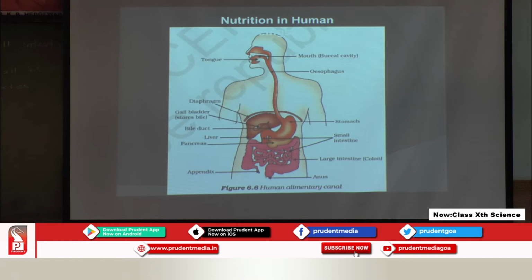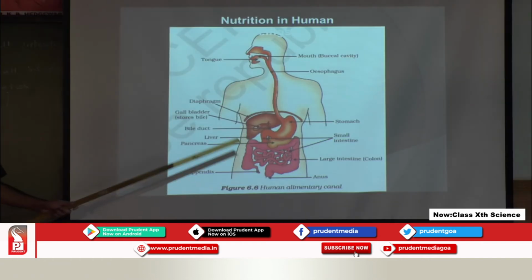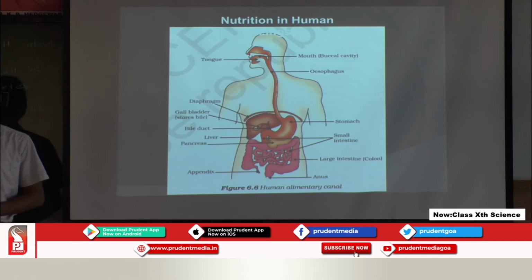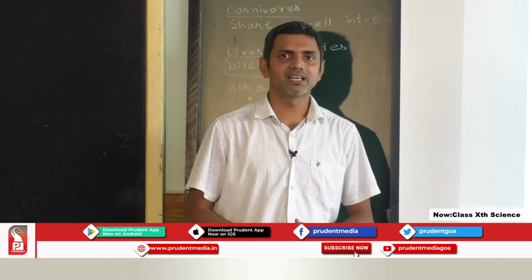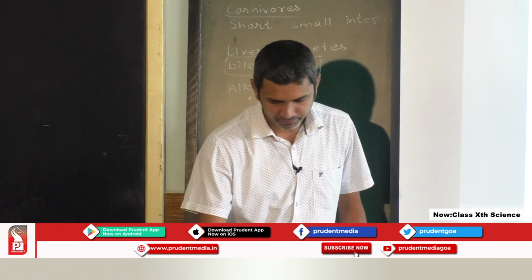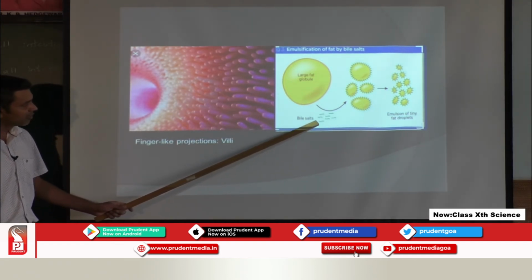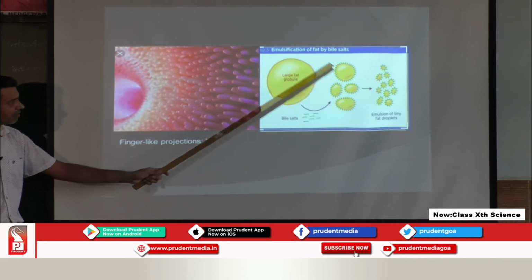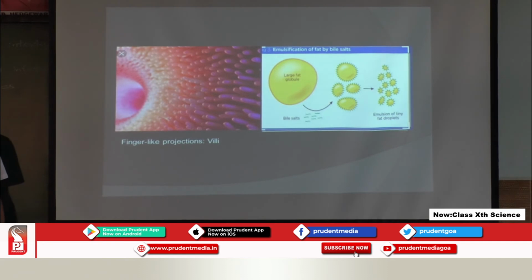So let us understand the function of bile juice. Bile juice makes the medium alkaline. Besides this, in the small intestine, large globules of fats are present. Bile salts present in bile juice act on these large globules of fats, as we can see here, and break them down into small globules.